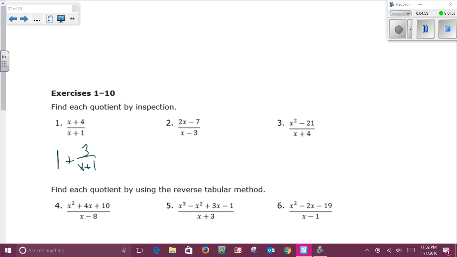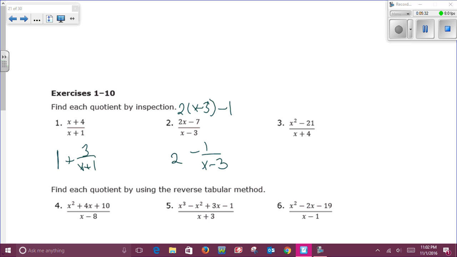In this case, I know x can go in there 2 times. So I can get a 2x. And then I'm going to be left with, let's see here, this should be 2 times x minus 3 and then minus 1. If I distribute that 2, I'll get 2x and then a negative 6 and minus 1. So I'm just rewriting what I have. So I will have 2x minus 3, so I'm left with negative 1 over x minus 3.